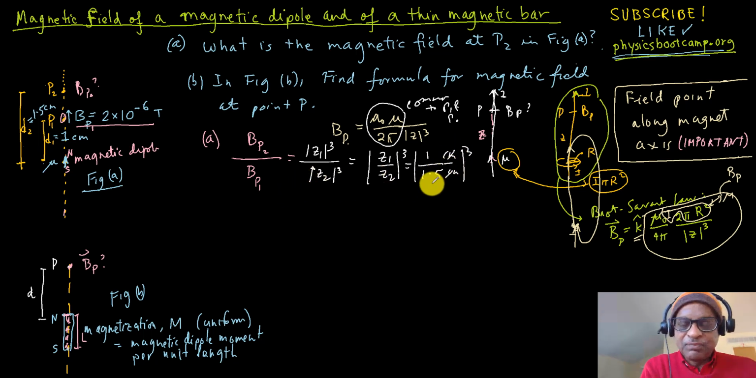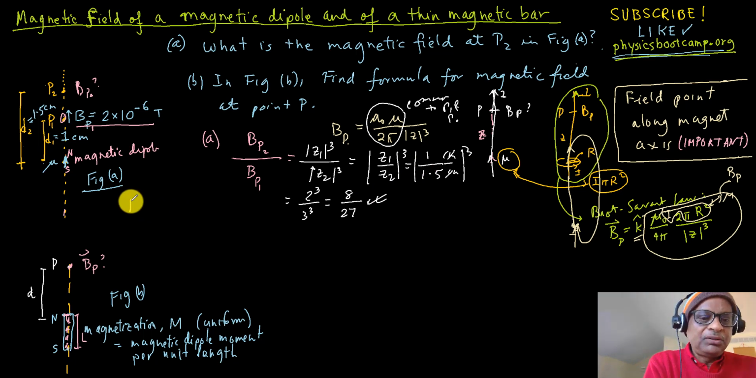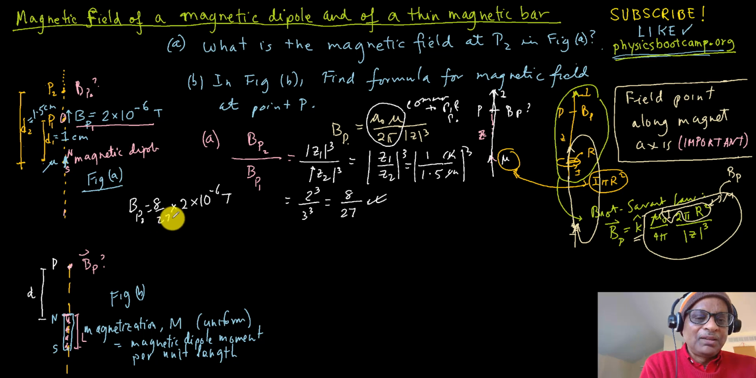Very nicely it's got cancelled out. So this is going to be 2 cube over 3 cube, which is 8 over 27. So it's going to be considerably reduced. So B at P2 will be 8 over 27 times 2 times 10 to the 6 Tesla. So this is 16 over 27 times 10 to the 6 Tesla.